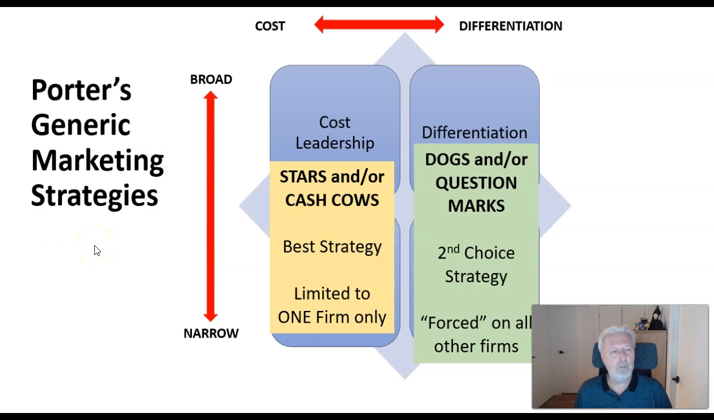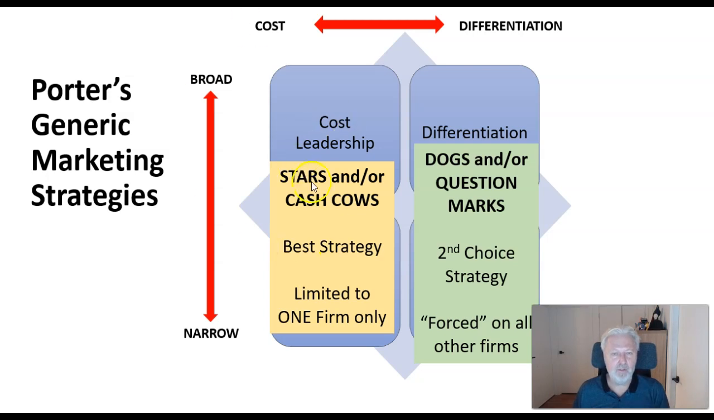And the same concept came from Porter's. When he put this model together, he initially said cost leadership is the superior position. And there's only one player normally who can do that. If you cannot get cost leadership, then you must look at differentiation. So the same strategic guidance was given by both models. So here I've got stars, cash cows, best strategy, but only one company, and that's our cost leadership importers. Either way, it's broad-based or focus-based, doesn't matter. And then our second choice is every other company has to differentiate, and that becomes the second option.